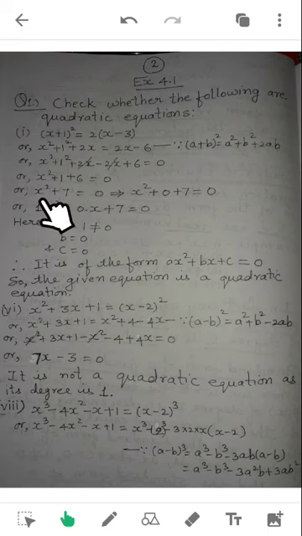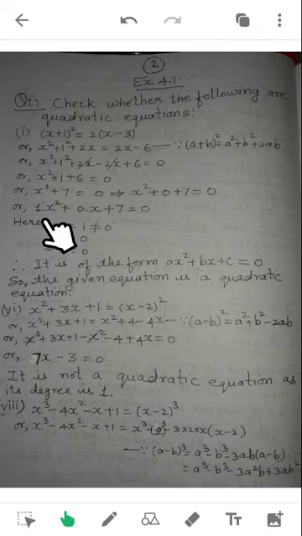Now this x² + 7 can be written as x² + 0 + 7 = 0, as when 0 is added to any term it remains the same. Now x² can be written as 1 multiplied by x², and when 1 is multiplied by x² it remains only x². This 0 can be written as 0 multiplied by x. 0 multiplied by x is 0. Plus 7 is equal to 0.